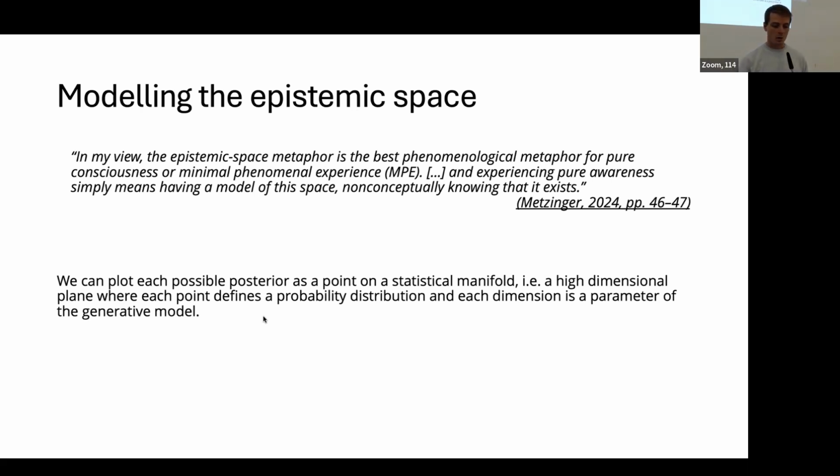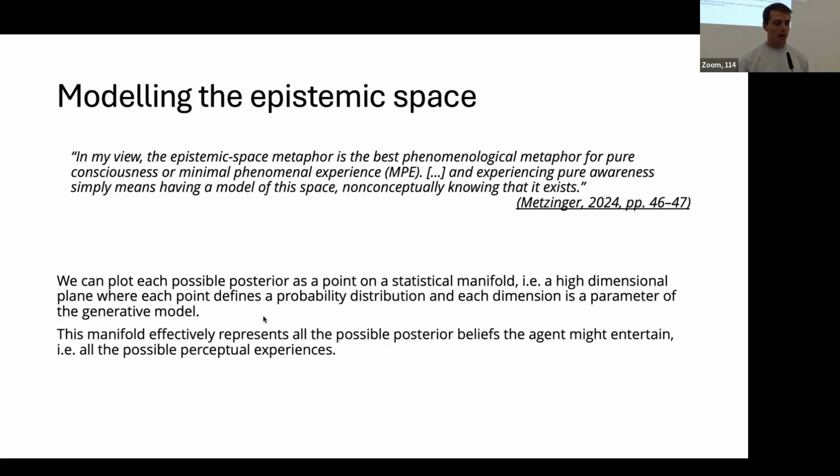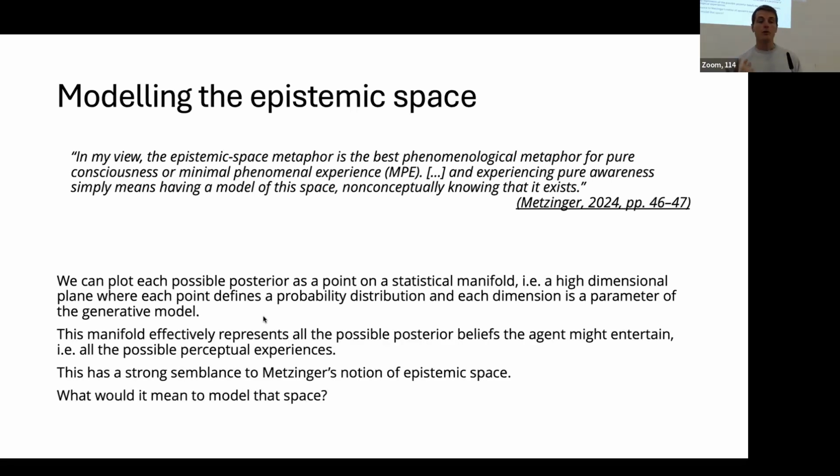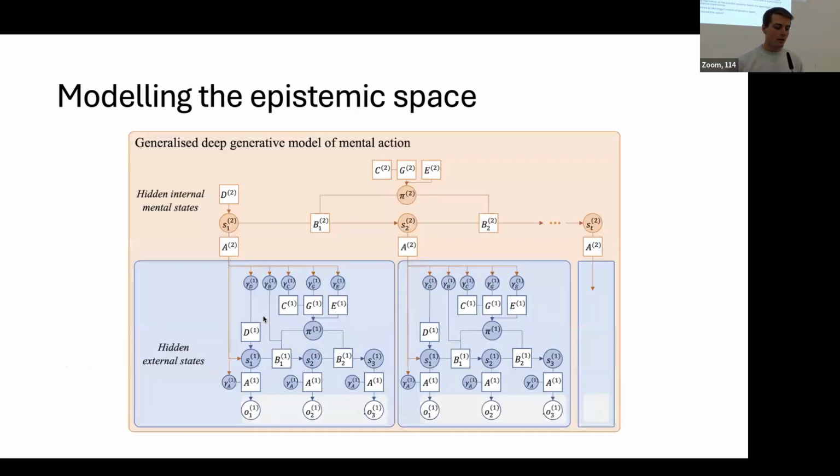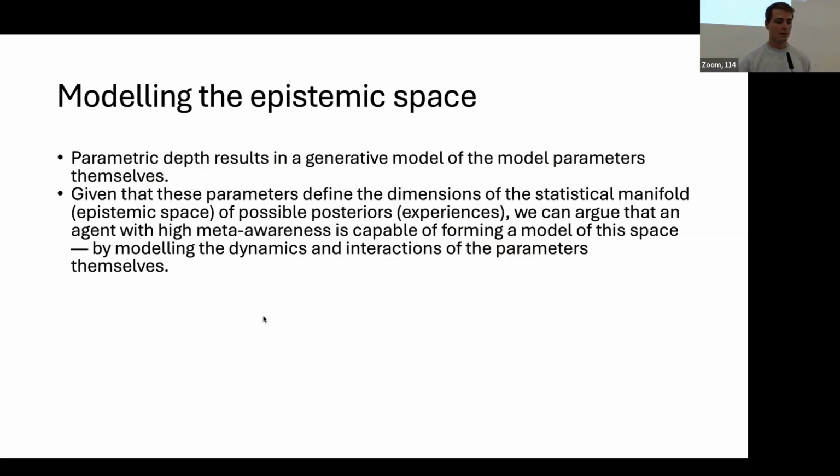And then the question is, what would it be like to model this space? What would that mean? Well, that's exactly what parametric depth, I would argue, provides, right? Because what you're doing is developing a generative model of a coarse graining of all your model parameters. So this model at this level is a predictive dynamical model of the space of possible posteriors that you can experience. And so through this mechanism, through experience, through time and training and paying attention, we build this model of the epistemic space.